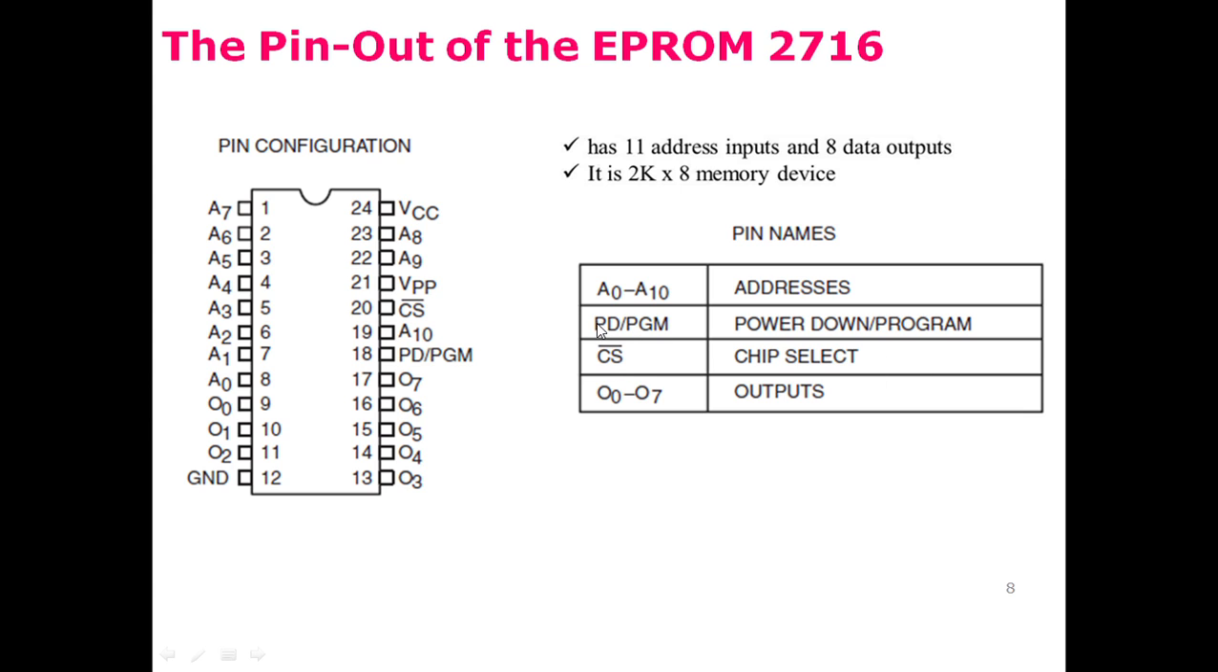And then there is an output enable pin, also designated with program or power down pin, PD or PGM. So power down or program pin works as an output enable pin. So whenever the data is to be read from this pin, a 1 should be provided here, and to enable this chip, a 0 should be provided here.